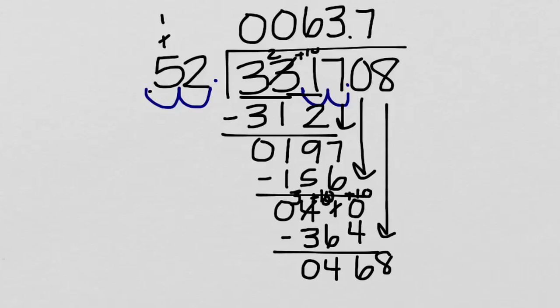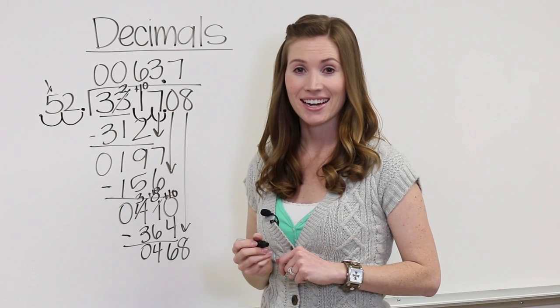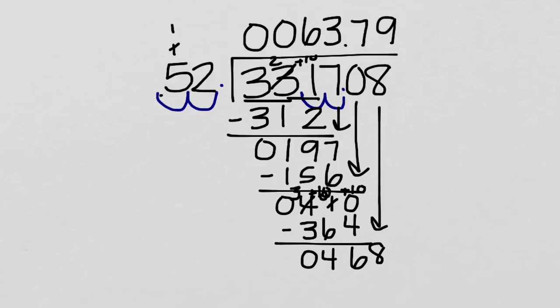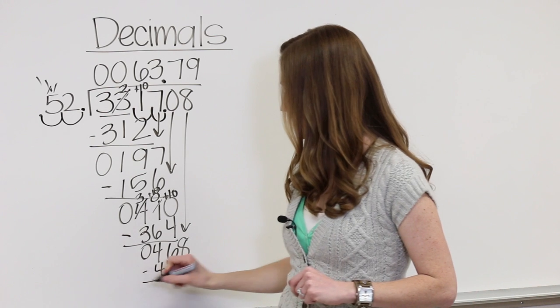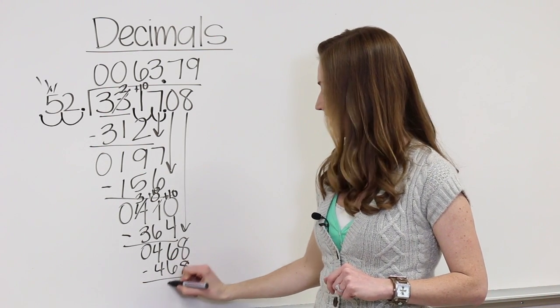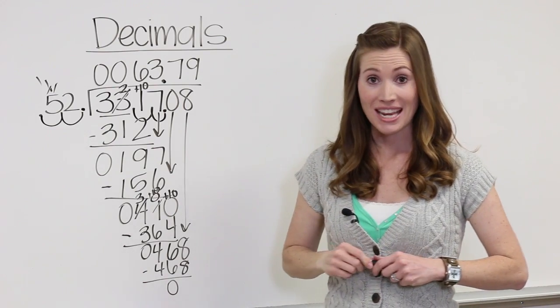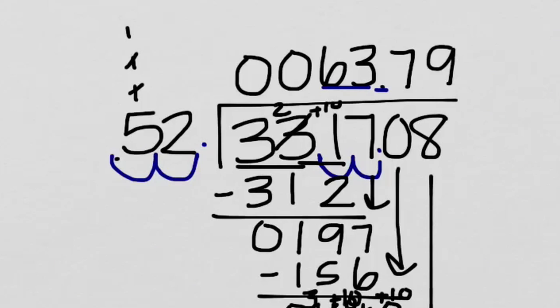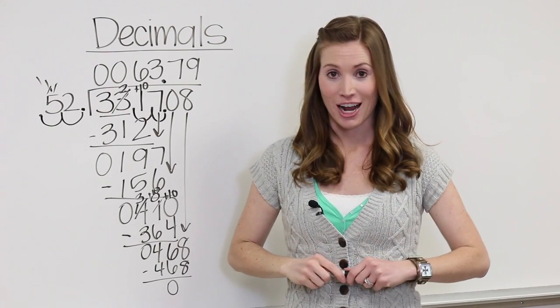How many times can 52 go into 468? 9 times. 9 times 2 is 18. We carry the 1. 9 times 5 is 45, plus 1 is 46. 468 minus 468 is 0, so we have nothing remaining. Let's read our final quotient together. 63 and 79 hundredths. Now remember, we still need to check our work.